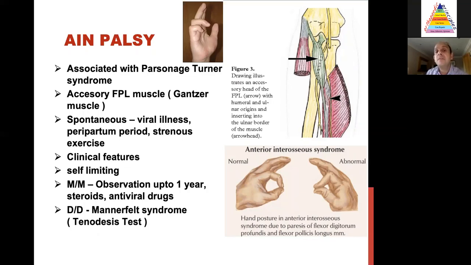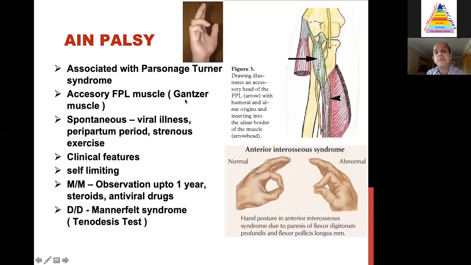And it basically involves the brachial plexus, part of it or all of it, pan-brachial plexus or just part of it. For example, I had one case where C5, C6, suprascapular nerve in isolation was involved. Then AIN palsy is a common association with Parsonage-Turner. So you can be asked about Parsonage-Turner or given a case in the exam.